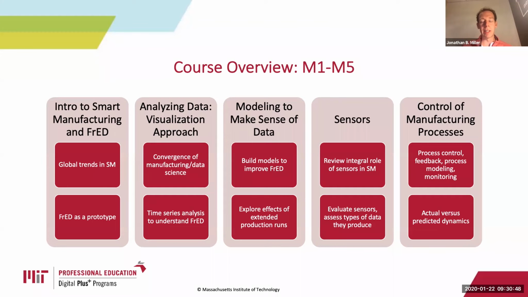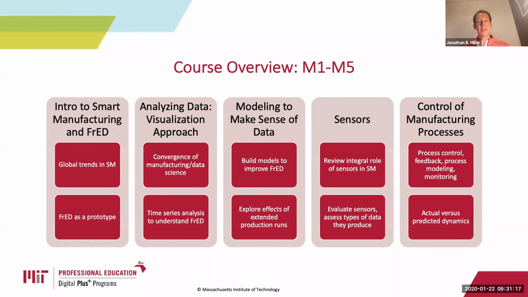Rounding out the first half of the course is module 5, where we get into the control of manufacturing processes. So some of the points that Brian raised earlier in terms of process control and feedback and modeling, monitoring, and then looking at the actual performance versus what we predicted, and sometimes the tension, or hopefully a copacetic relationship, between forecasted and predicted.